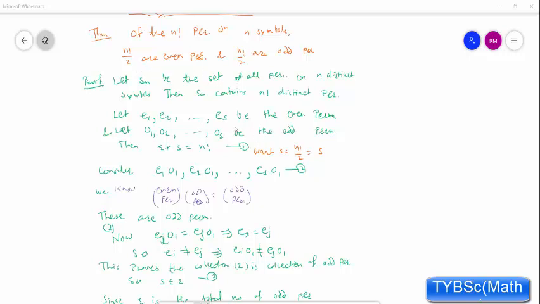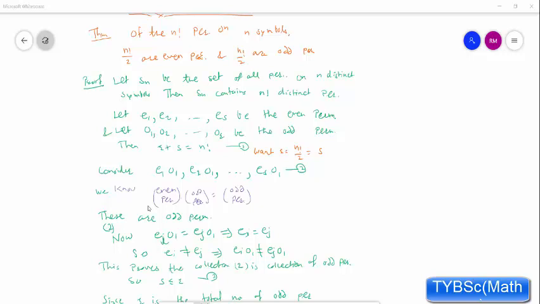Let S be the number of even permutations. Consider some collection of products, say E1O1, E2O1, E3O1, and so on, up to ESO1. So we multiply O1 to all even permutations, and we know the property of even and odd permutations: even permutation times odd permutation is an odd permutation.